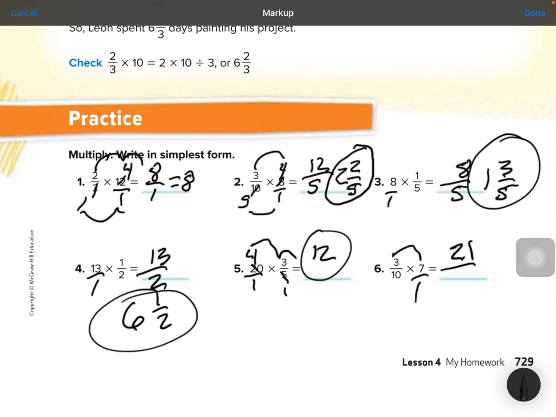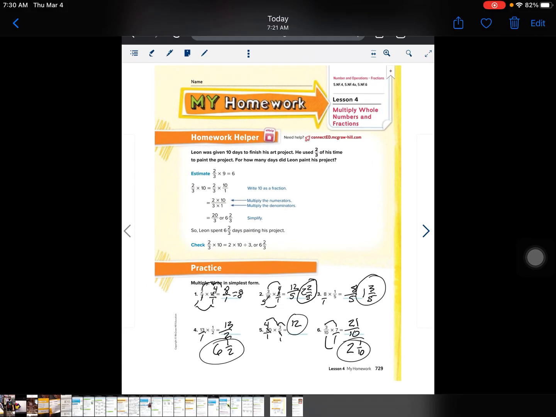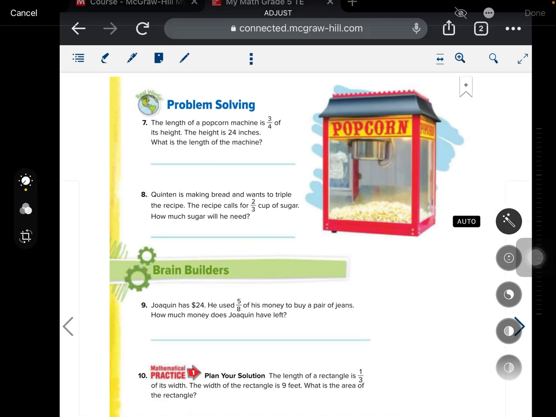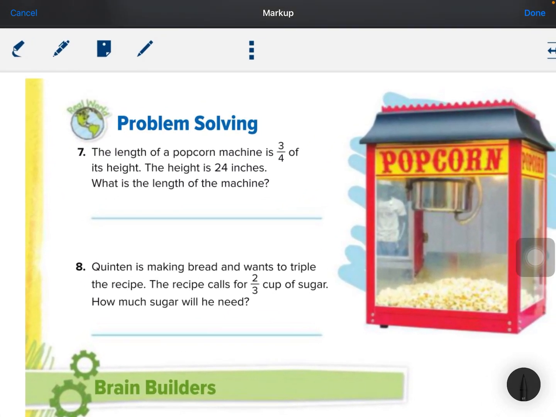Hey, I like that. Okay, now we have 3 times 7 is 21, and 10 times 1 is 10. 10 will go into 21 at least twice because it makes 20. There'll be 1 left over, 1/10. So that is my answer. Okay, we're almost done. We can do this.